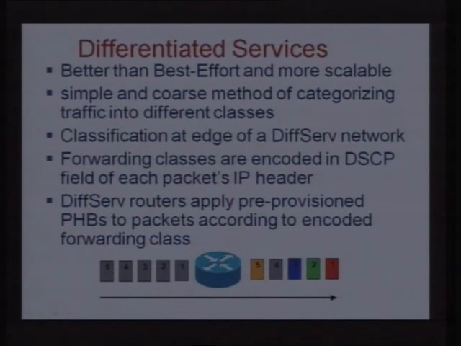So how can different treatment be given to different packets? You need to first know whether there is a packet which requires different treatment, and for that we follow a process called classification. The classification is done at the edge of the Diffserv network. In a Diffserv network, there are several nodes, and the nodes at the boundary of the network are called the boundary nodes, and it is the responsibility of these boundary nodes to provide the classification of different packets.